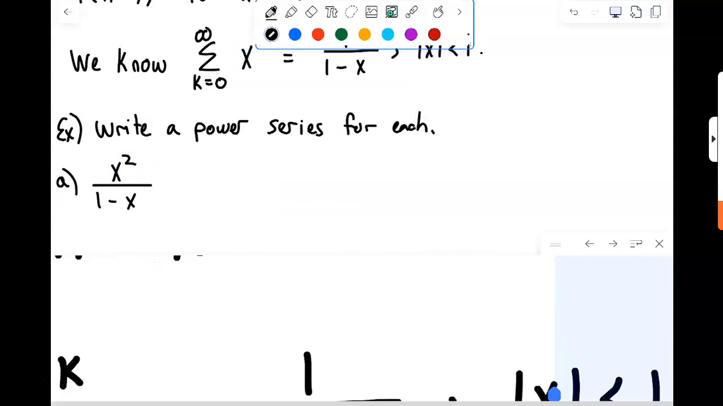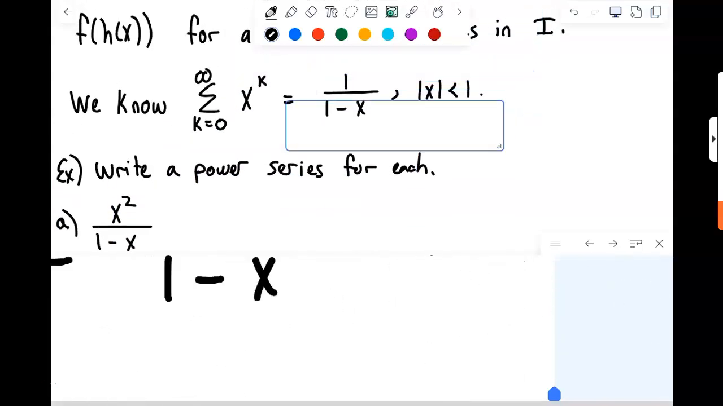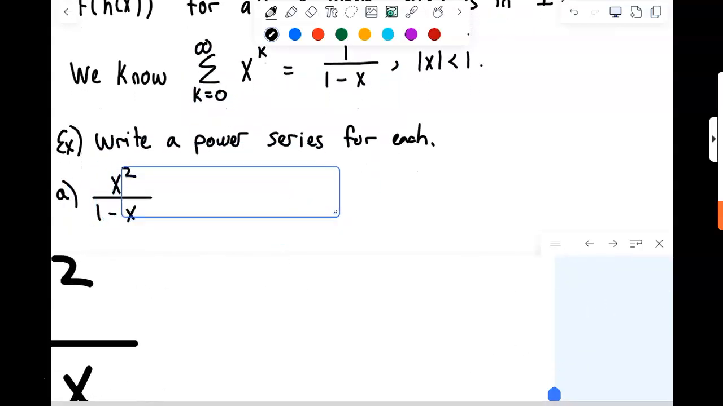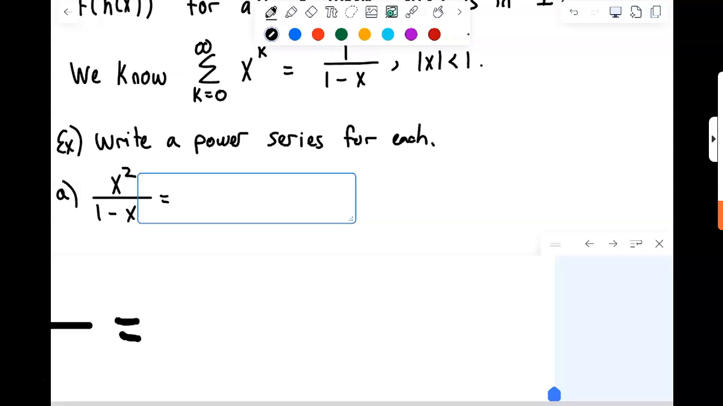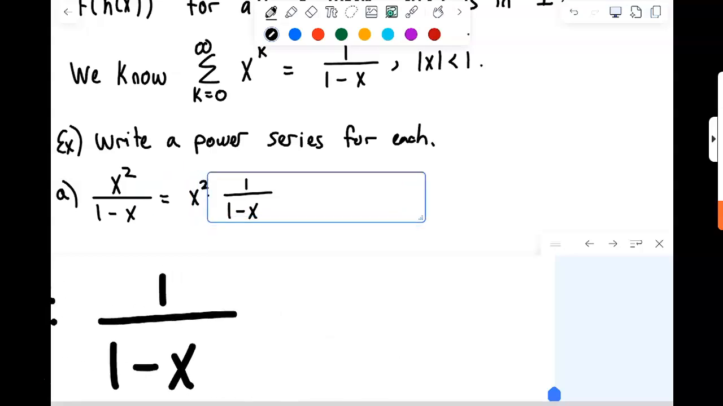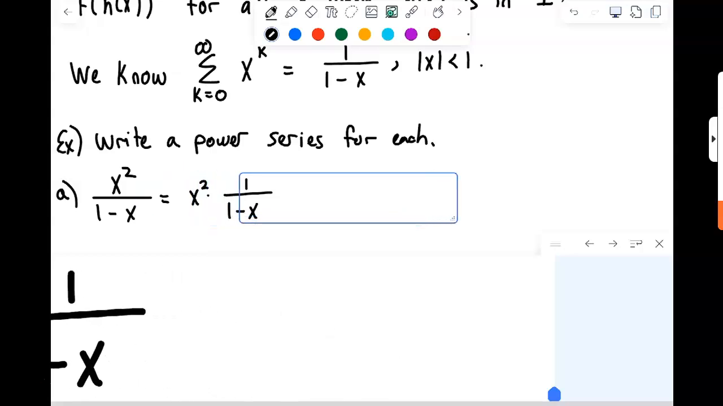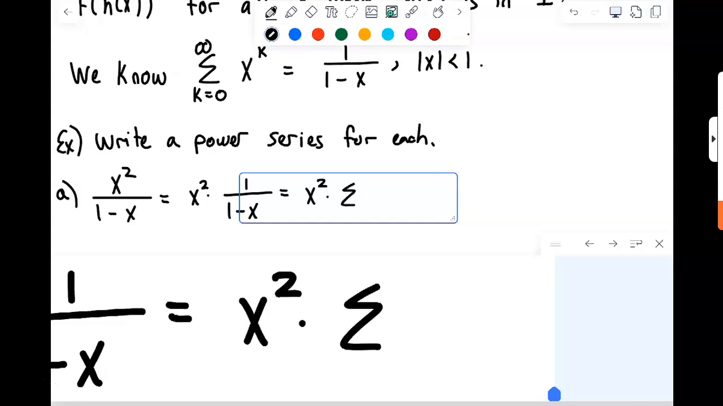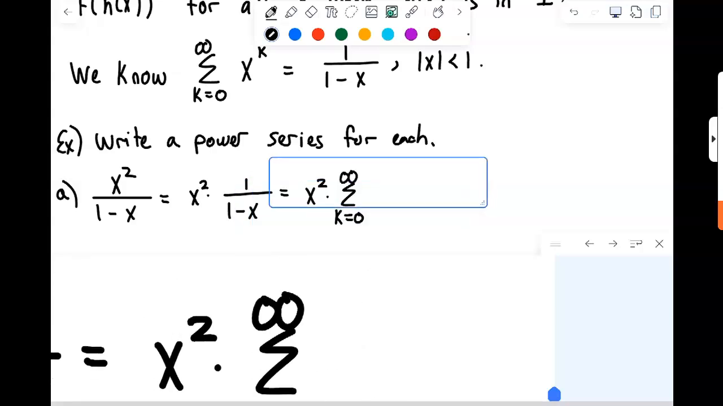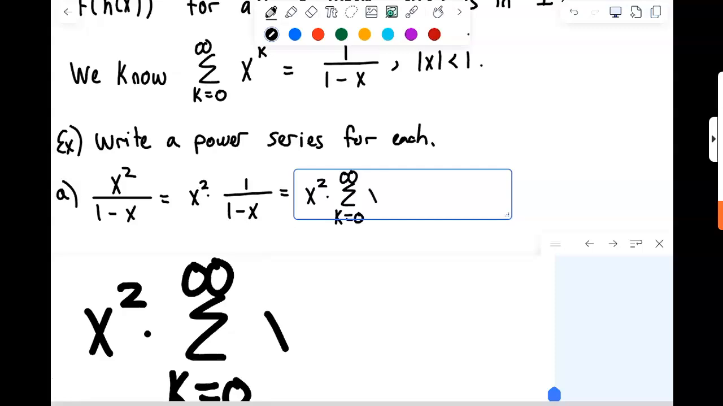Well, we know that 1 over 1 minus x is the series x to the k. So we can think of this as x squared times 1 over 1 minus x, and the 1 over 1 minus x we can write as an infinite series. So this would be x squared times the sum as k goes from 0 to infinity of x to the k.